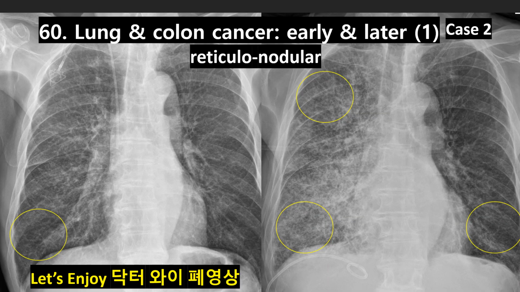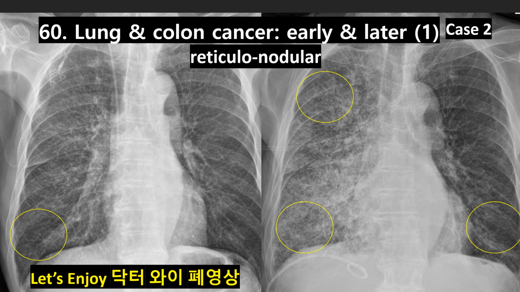This is another patient with a right lung cancer and colon cancer. Let's start from the right side chest X-ray. His right lung shows diffuse haziness with a right lower lobe mass, with curly B lines and prominent reticular nodular density everywhere on the right lung.